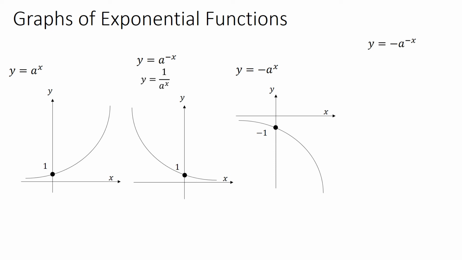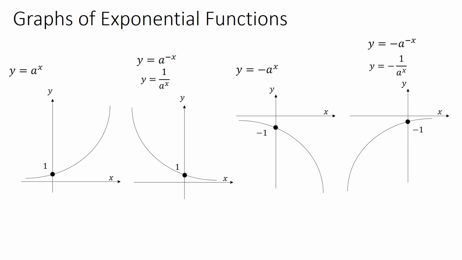And how about y equals negative a to the power of negative x? We can rewrite the equation as y equals negative 1 over a to the power of x. And this is the graph. It's actually a reflection along the y-axis from the third graph. It also cuts the y-axis at negative 1.